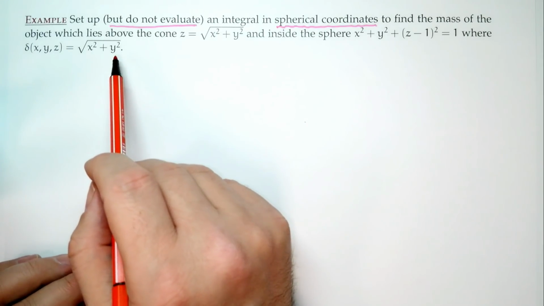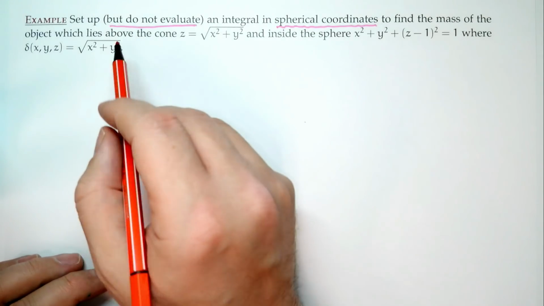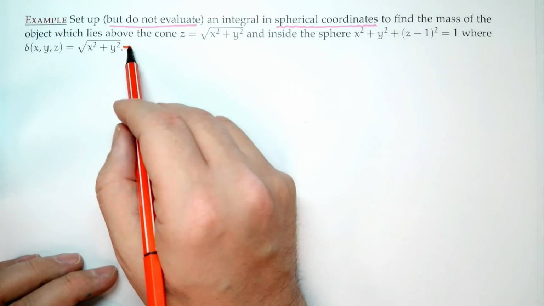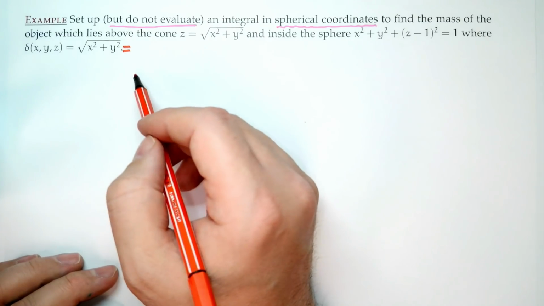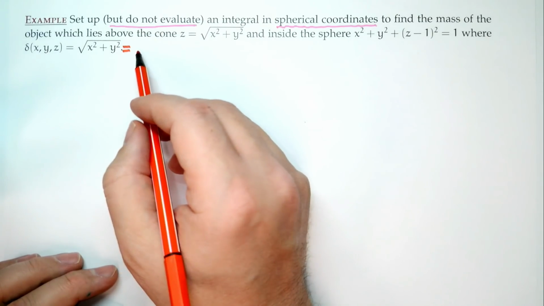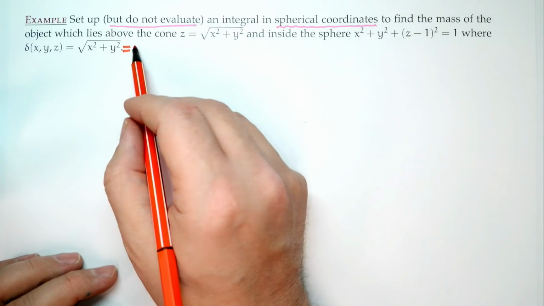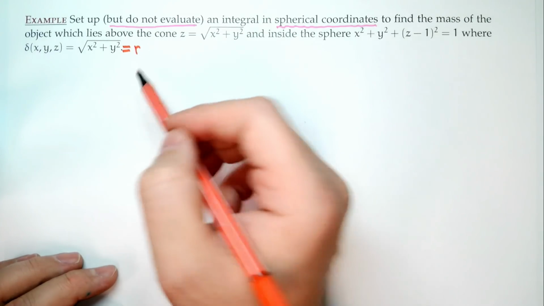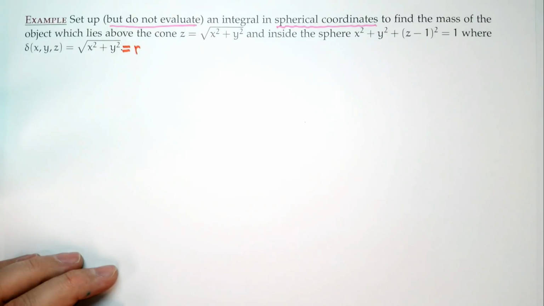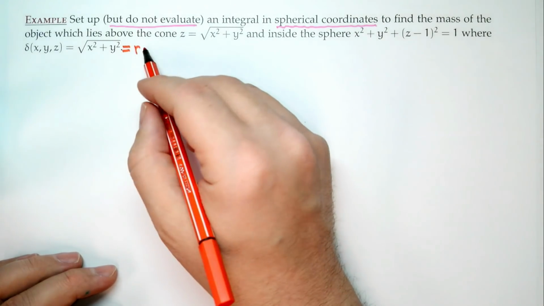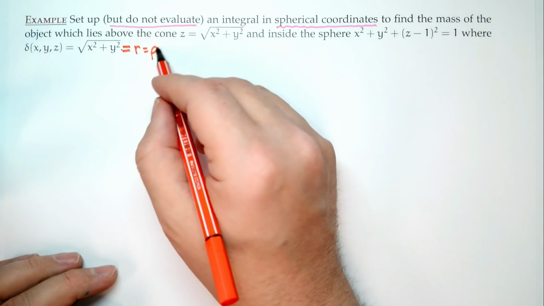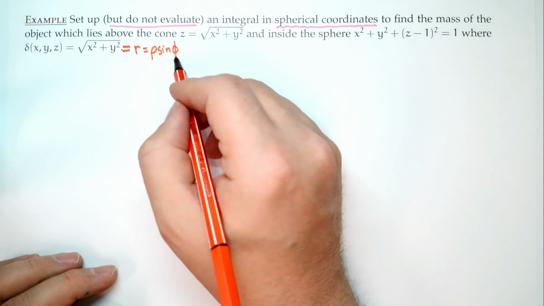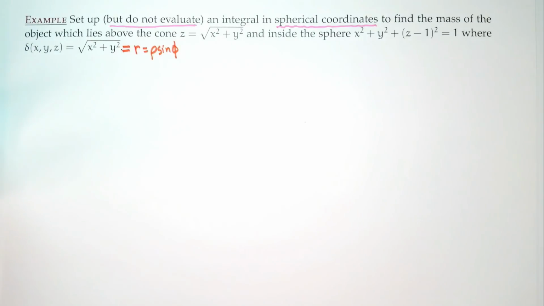Let's start with this part. What's another way to think of the square root of x squared plus y squared? Now, if you weren't told spherical coordinates and you just saw the square root of x squared plus y squared, your first instinct, and it's a good one, should be to say, oh, that's r. That's a great instinct. Now we ask, what is r in terms of spherical coordinates? The answer is it's rho sine of phi. So there's our density.